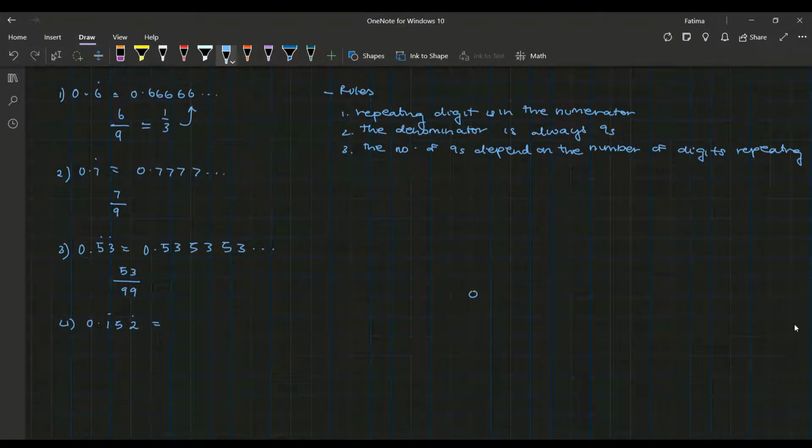So like let's say if we had 0.1234 and the dots were on 1 and 4, the recurring decimal would basically be 2, 3, 4, 1, 2, 3, 4, 1, 2, 3, 4, and so on.